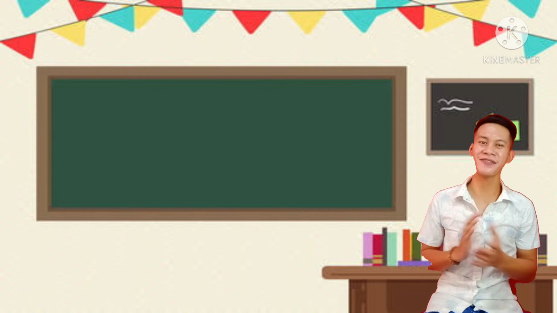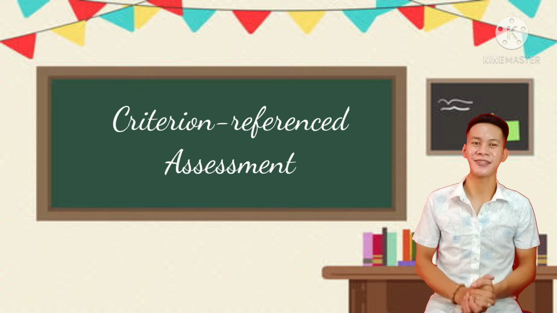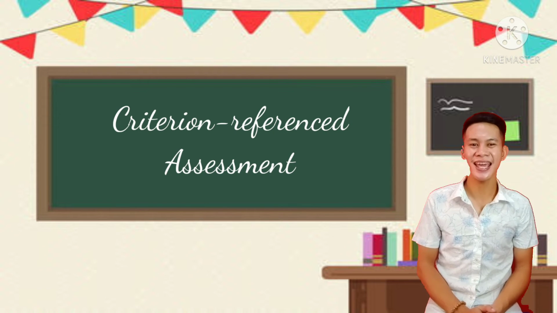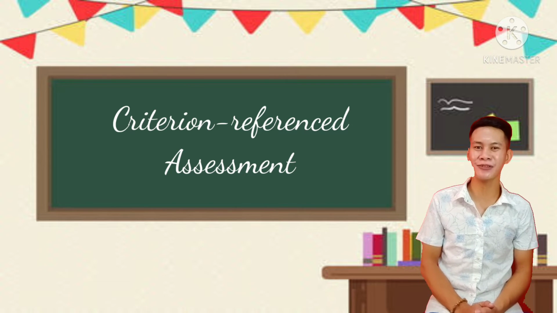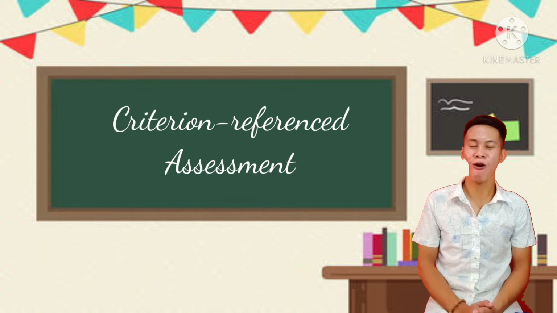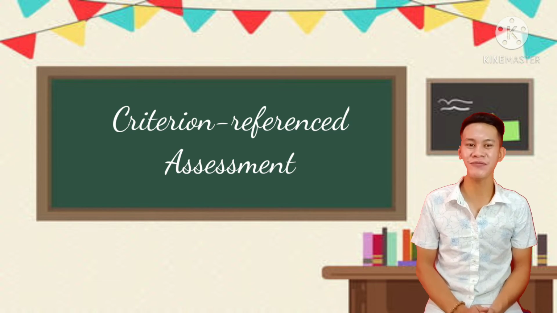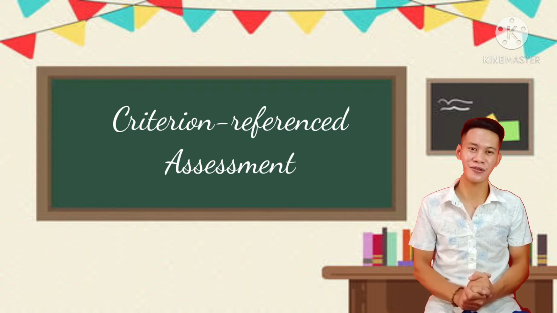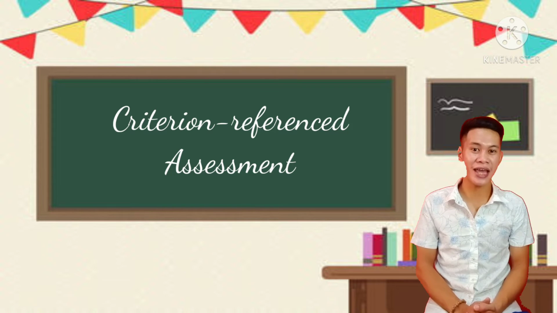So next word to define is criterion reference assessment. So criterion reference assessment is a process of evaluating the students against a set of pre-specified qualities or criteria without reference to the achievement of others. So, criterion reference assessment is assessing the students according to his or her own learning without comparing to others.